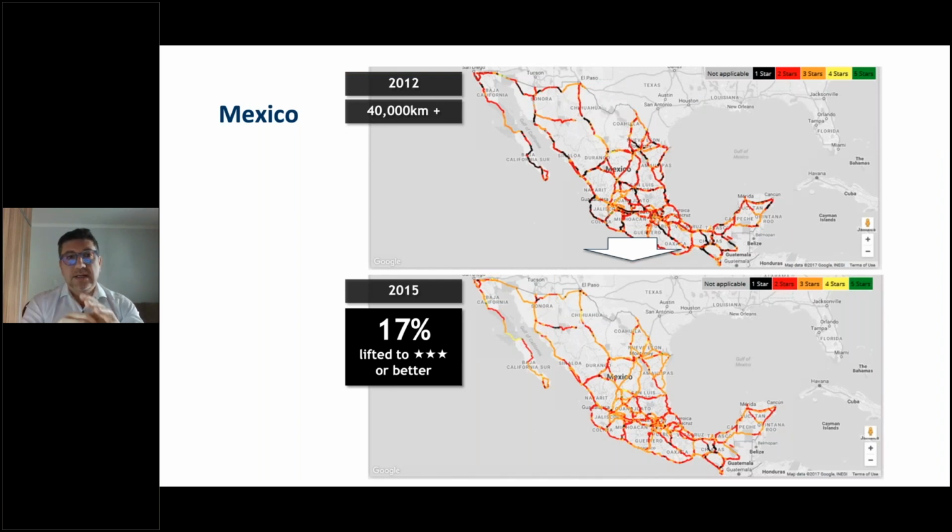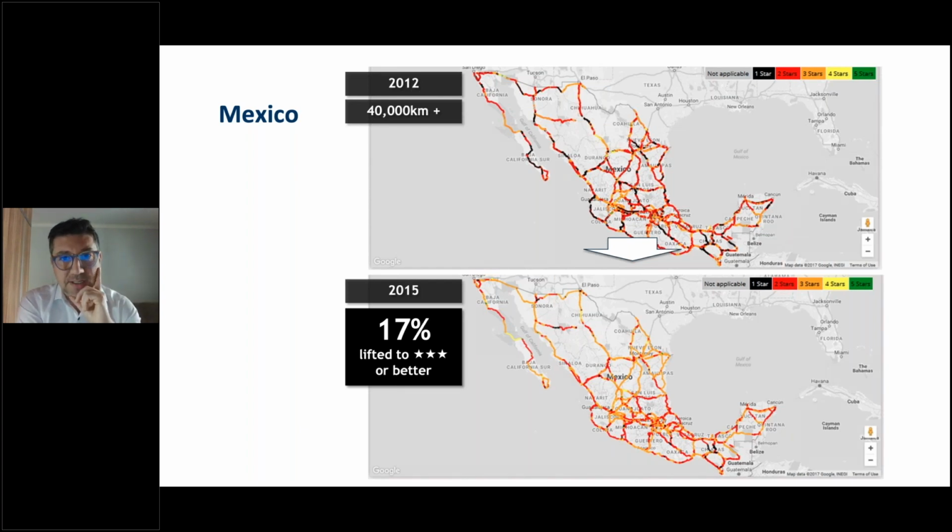So what we've done is, as I said before, star rate many countries around the world. As I said at the beginning, we've been working in more than 100 countries. And this is an interesting case of Mexico. As you see here, this is the star rating map of the Mexican network.